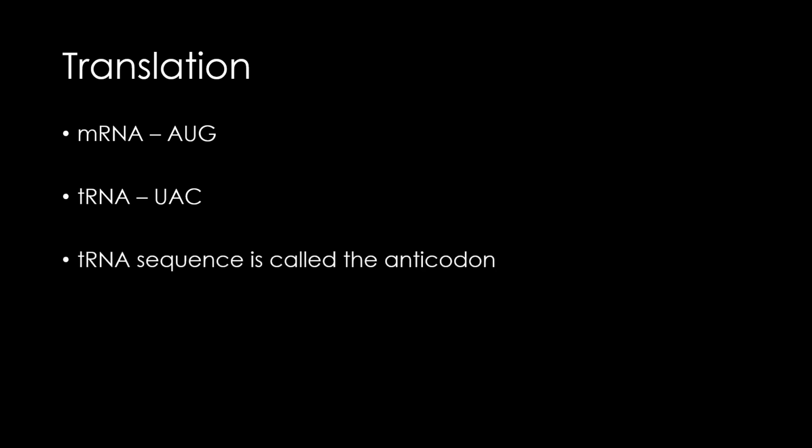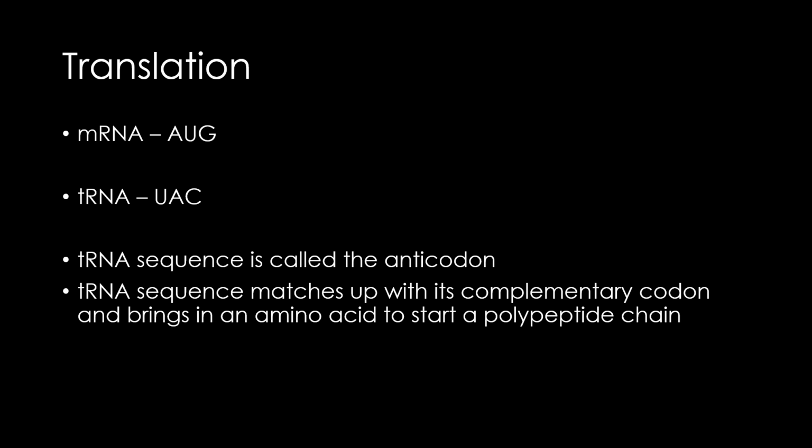For example, an mRNA strand that had a triplet codon AUG would match with a tRNA sequence UAC. The A matches with U, the U matches with A, and the G matches with C. The complementary sequence is called the anticodon. The tRNA sequence that matches to the codon brings an amino acid to start a growing polypeptide chain.